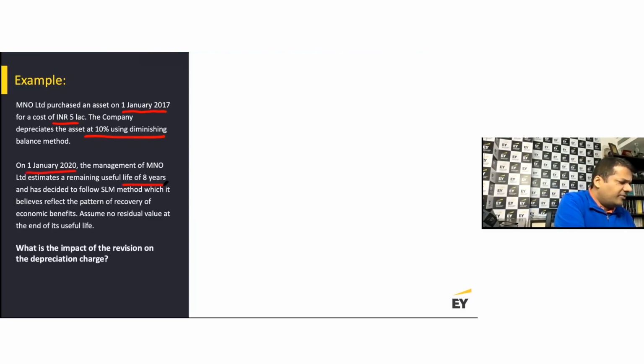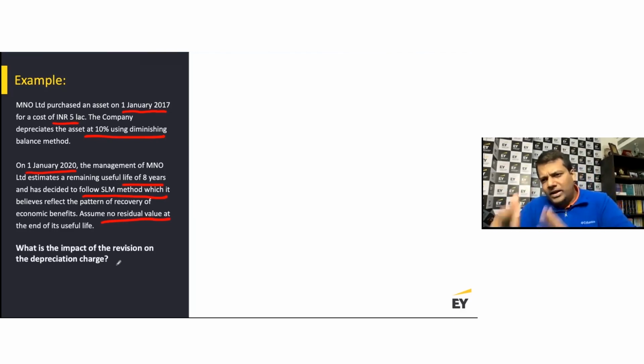Remaining useful life of 8 years and decided to follow SLM. So I'm changing my method of depreciation. Also, okay, no residual value. Now, what is the impact of the revision? Again, remember, as I said, that it has to be done on a prospective basis. It is considered as a change in accounting estimate.